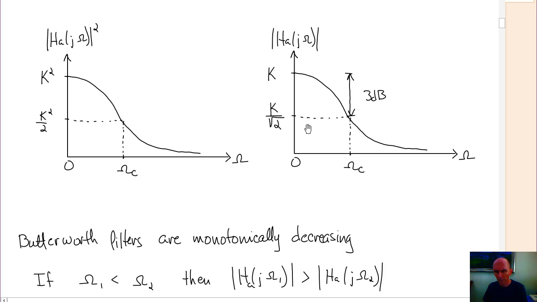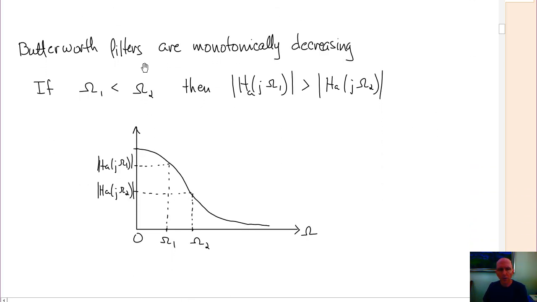Now, this difference is a difference of 1 over square root of 2. And if we look at that in terms of decibels, dB, 20 log base 10 of the difference in voltage level, then this would be the same as 3 dB. And so the cutoff frequency for our filter is the frequency where the magnitude is down by 3 dB. And this is a common specification.